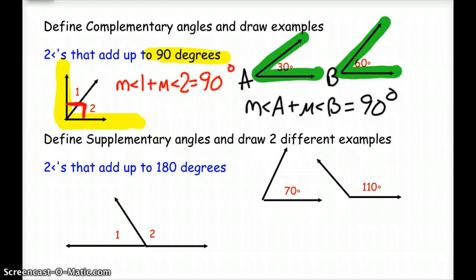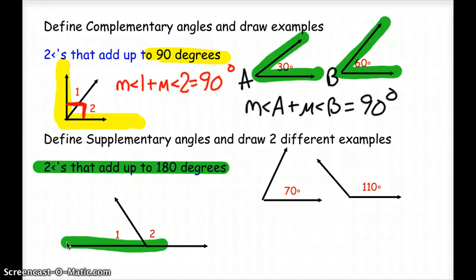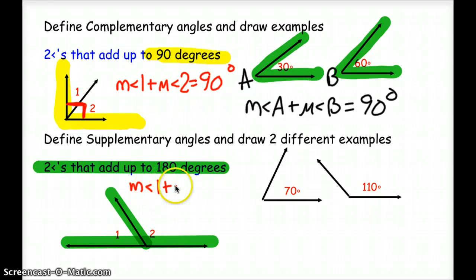Then we were asked to identify supplementary angles and then draw two different examples. Supplementary angles are two angles that add up to 180 degrees. So 180 degrees would make a straight line. In my first example, angle 1 and angle 2 are forming a straight line. They're actually a linear pair as well. So how would I write that? I'd write the measure of 1 plus the measure of 2 equals 180 degrees.